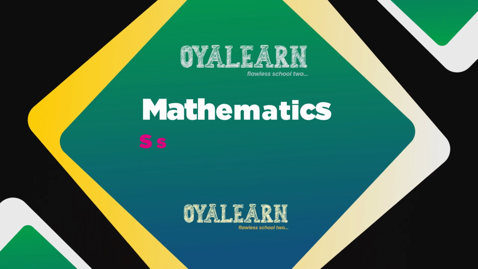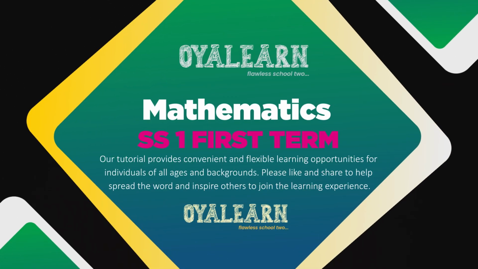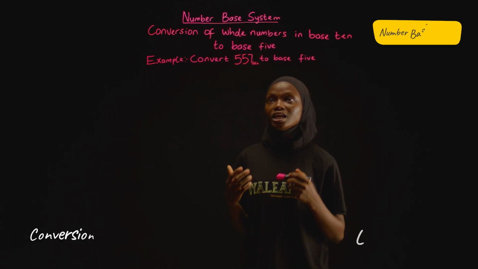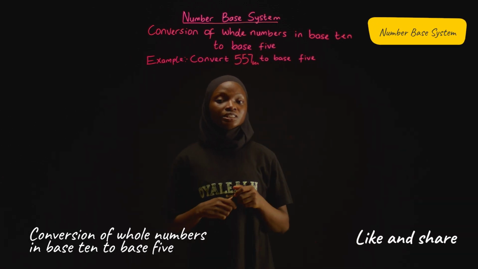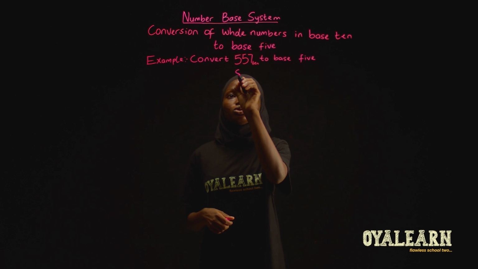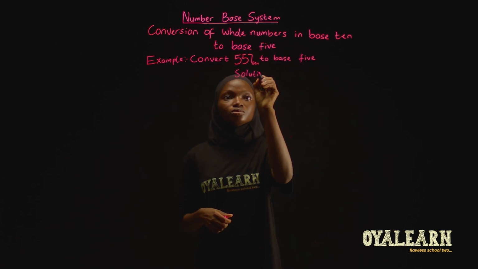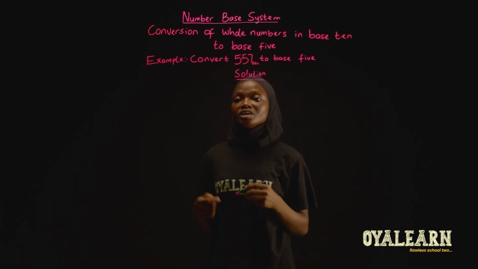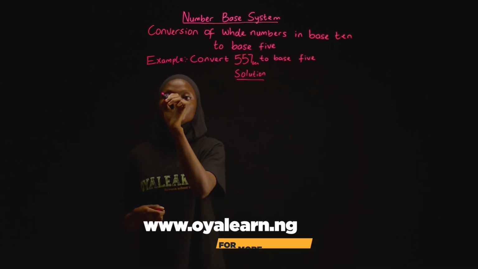Here is another example on how to convert whole numbers in base 10 to base 5. Let's convert 557 base 10 to base 5. Solution. We divide repeatedly by 5. To do that, we draw a table.